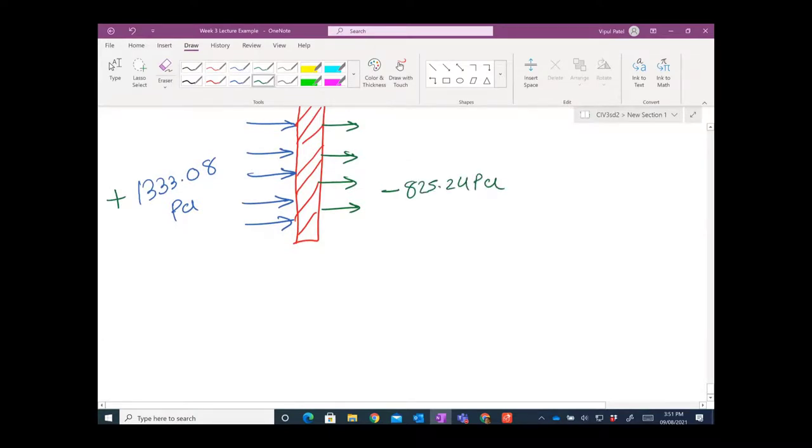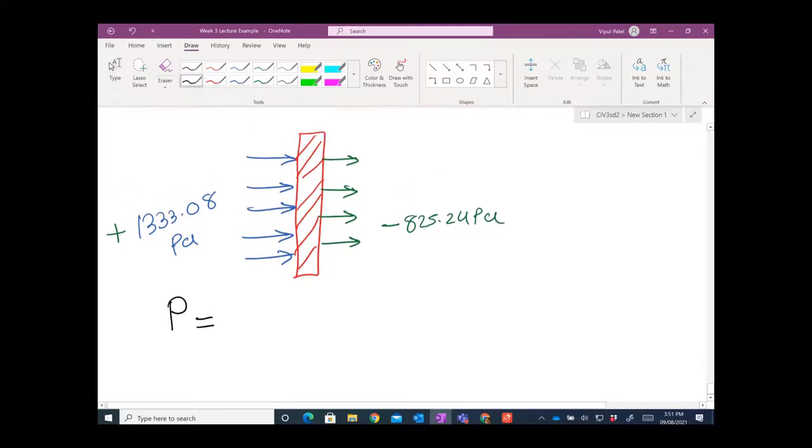Minus 825.24 pascals. Now, when I combine the pressures, let's say pressure coming onto the wall, you don't need to just do the plus and minus. You need to look at the arrow, because that arrow is going to tell us the combined pressures coming onto that one.